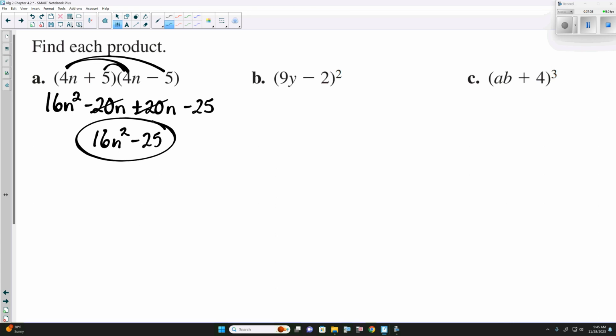So if we notice that they're difference of perfect squares, we can kind of skip a step to get us to 16n squared minus 25. If we don't see that, or we kind of miss that it is a difference of perfect squares, multiplying them out will get us to the same result. Questions on this here?